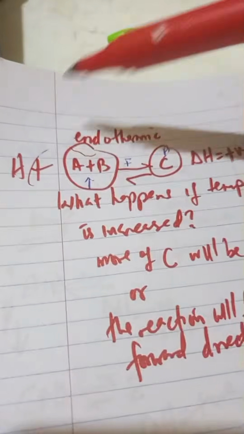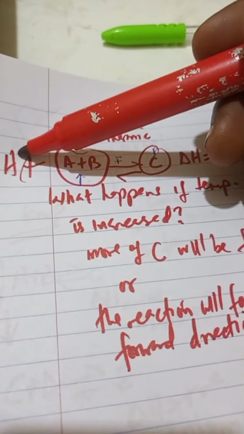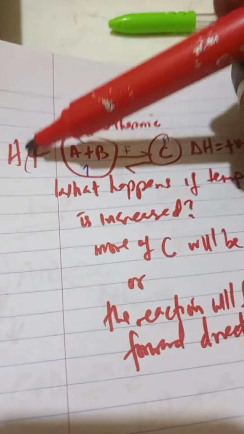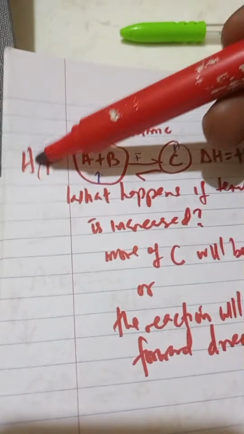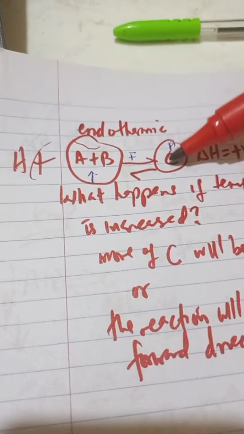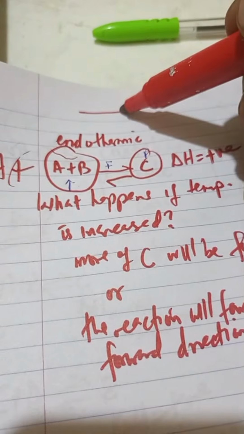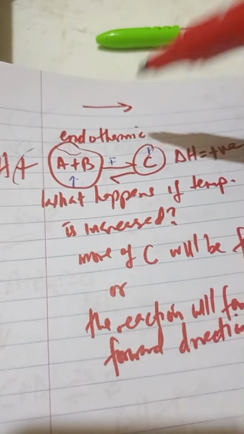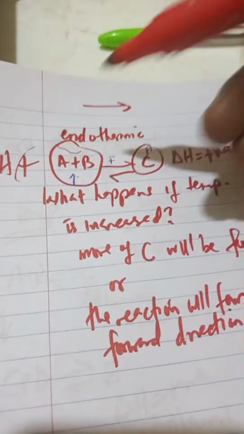It will favor the forward direction. That means I'm adding heat on the left hand side. So the reaction will be like, this heat is too much. What will I do with this heat? It will now use the heat to combine A plus B to form C. That means more of the product will be formed. That means the equilibrium position will shift to the right. You can say it like that. Or you can say the forward reaction will be favored. Or you can say more products will be formed.